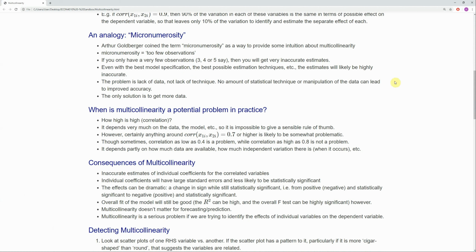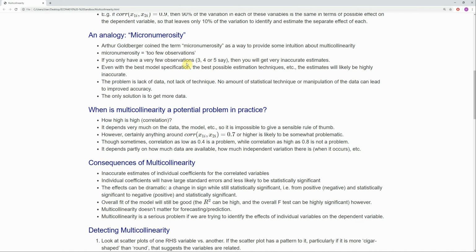Arthur Goldberger came up with the term micronumerosity, which we are making an analogy of to multicollinearity in this video. Micronumerosity means too few observations. It's the case when you do not have a large data set.